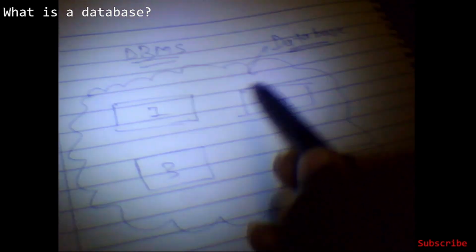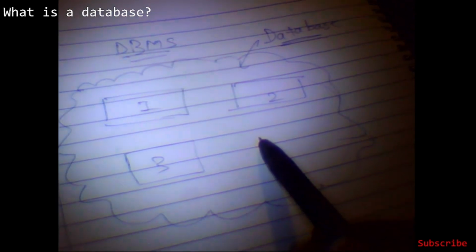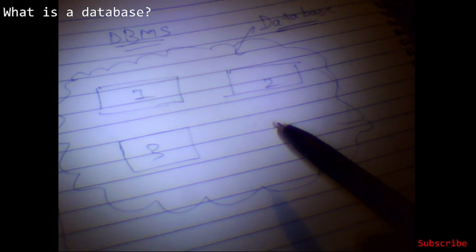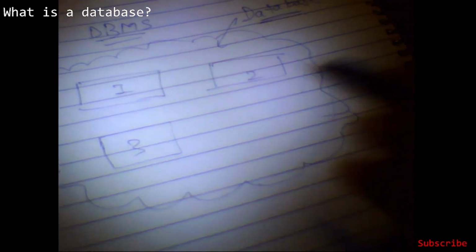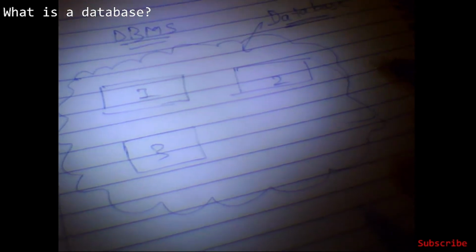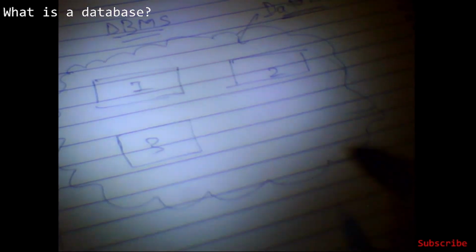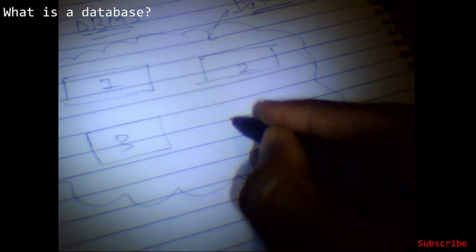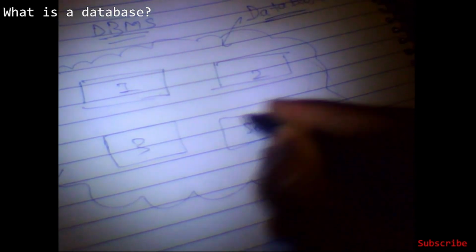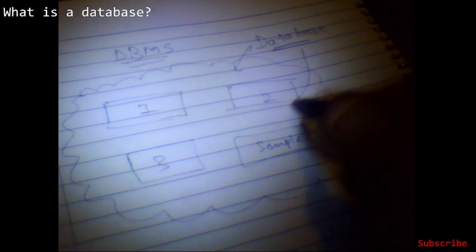So basically a database is a collection of information. Over here, that information is in the form of tables. Let's say we're creating a table called, let's say, sample. The table sample will be inside this database. So here we create a table called sample, which is inside this database.